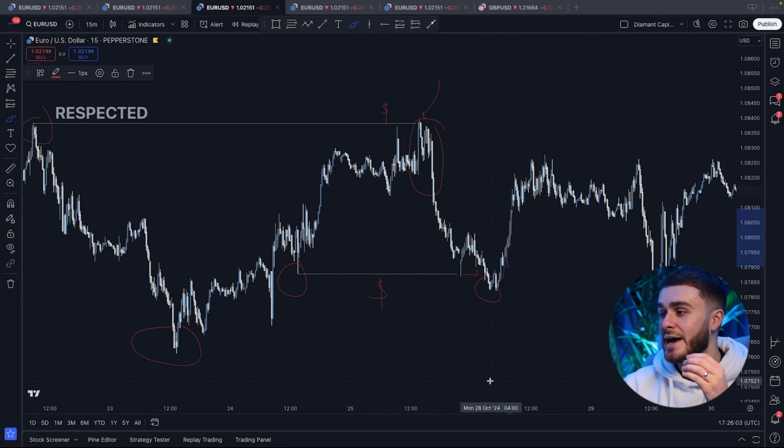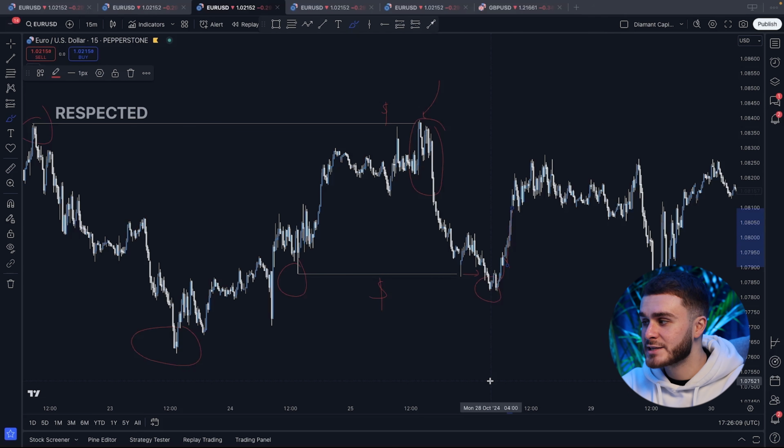As soon as you see external highs and external lows being swept, that's where you've got to start thinking to yourself, all right, cool, what can I expect for the next few moves?